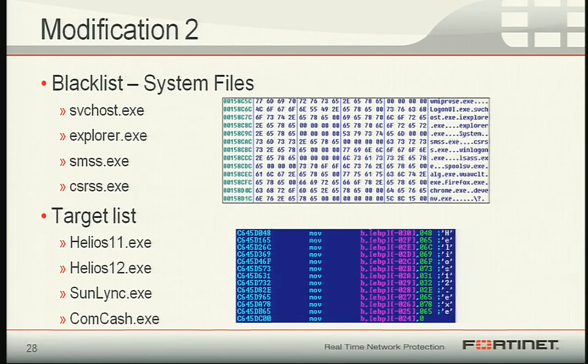The second modification is, unlike the last couple of versions, which included a blacklist containing system files, it has been changed to include a target list. The point-of-sale applications are listed there, Helios, Comcache.